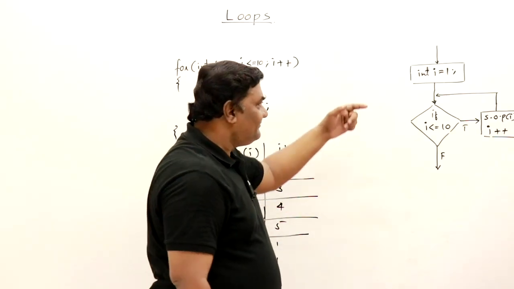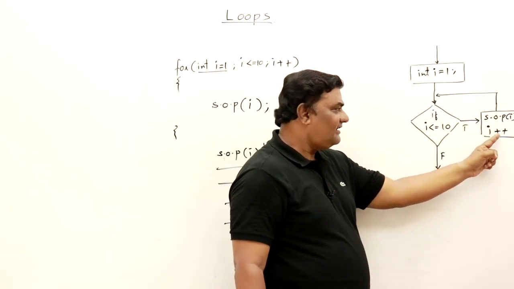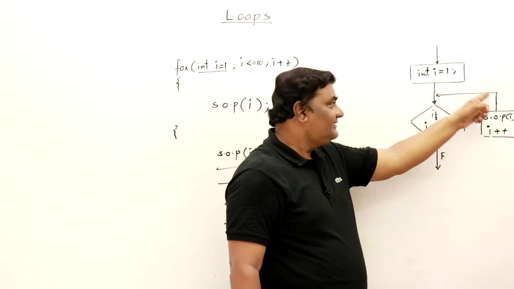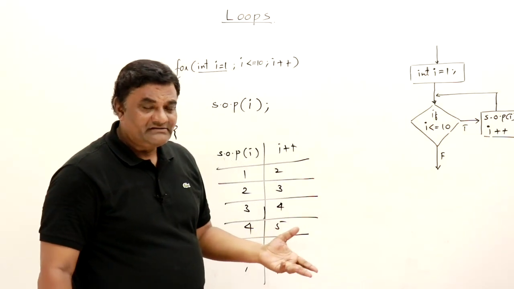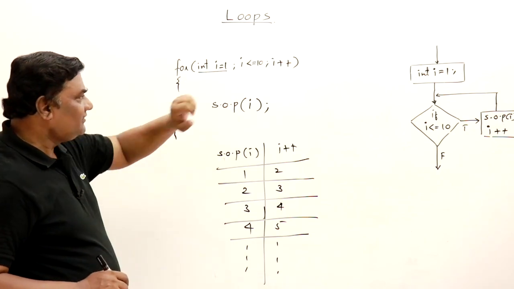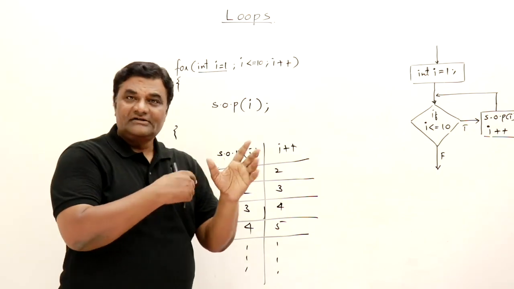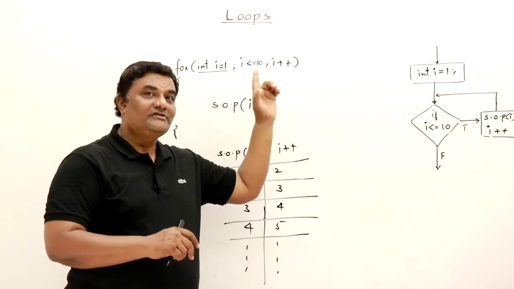So the same thing is happening here: initialization, then the condition is checked, printing, updation of i, that is i plus plus, then again printing, updation, printing and updation. This is how the for loop works, and i is working as a counter here. i starts from 1 and counts 1, 2, 3, 4 up to 10. So we know how many times we have to do it, that is 10.